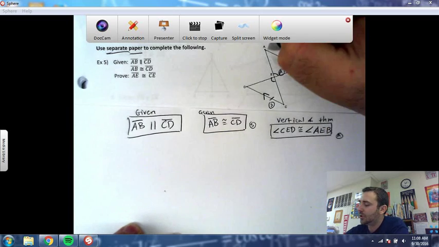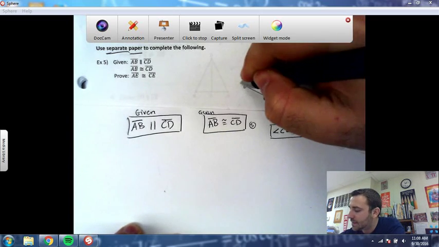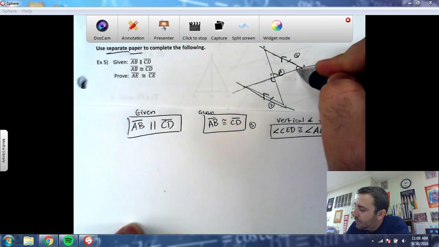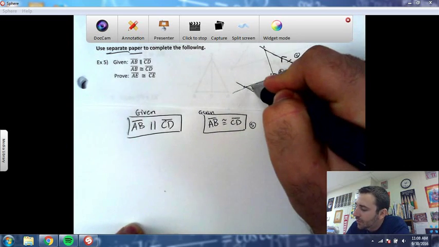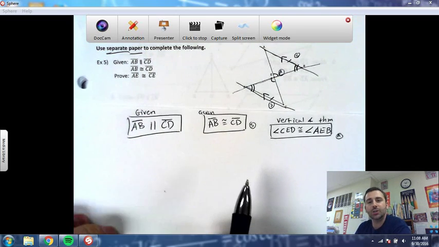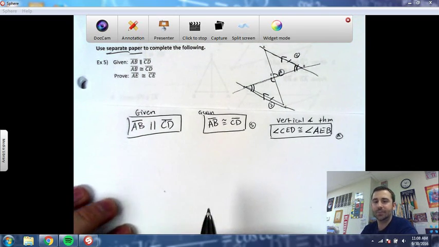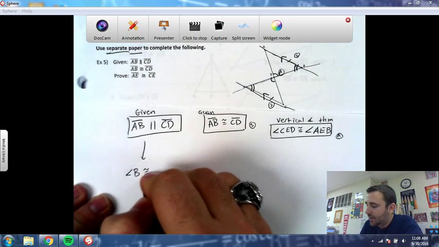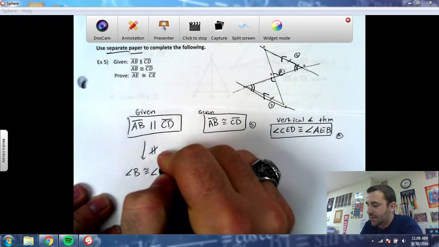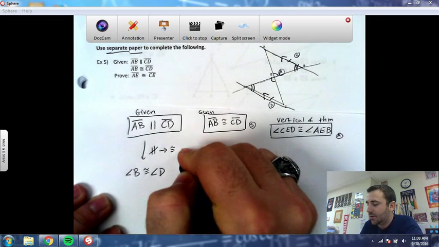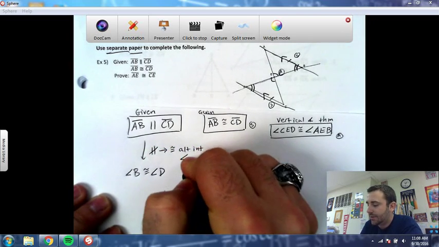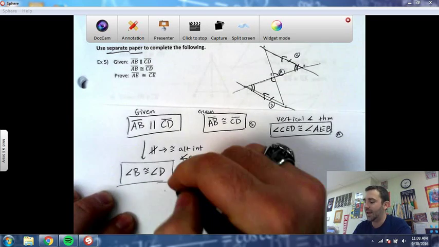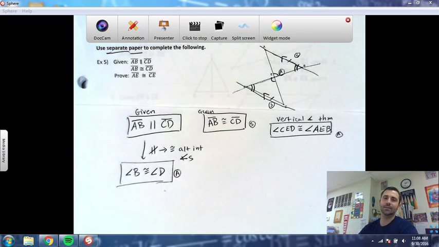So looking here, I have these parallel lines. And notice, cut by a transversal, B would be congruent to D by alternate interior angles. So I can go ahead and say that angle B is congruent to angle D because parallel lines cut by a transversal give us congruent alternate interior angles. And there is my last angle pair.